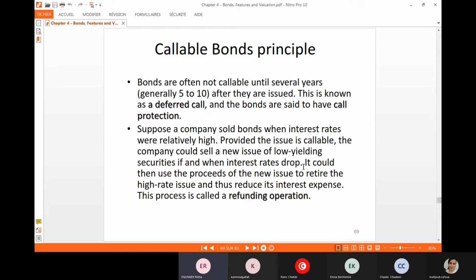Suppose a company sold bonds when interest rates were relatively high, they were 10%. And these bonds are callable bonds, of course. The company could issue new bonds when the interest rates in the market fall. Suppose they were 10% interest rate and now they became 6% only.